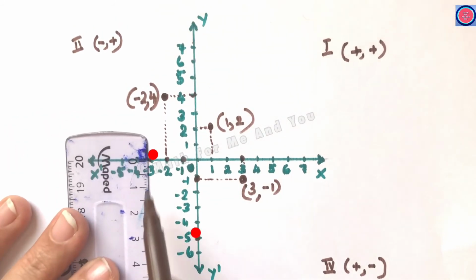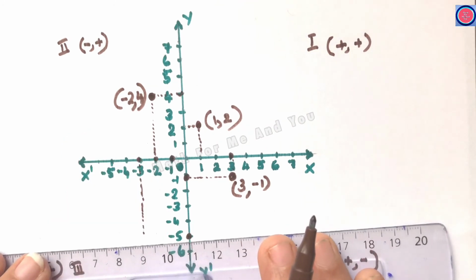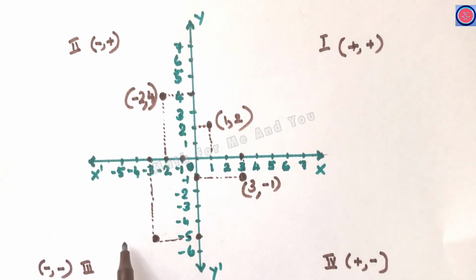Draw perpendiculars from -3 and -5. Look at their meeting point. It's clear that the meeting point is on the third quadrant. So (-3, -5) is a point on the third quadrant. So if we understand the specialities of points on each quadrant, without locating a point we could write which quadrant that point belongs to.